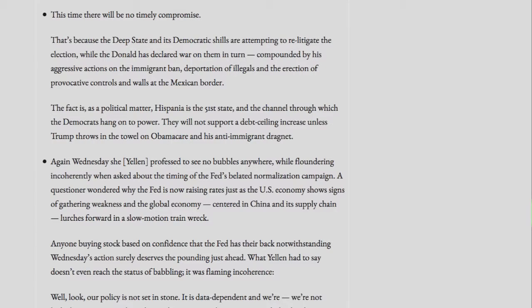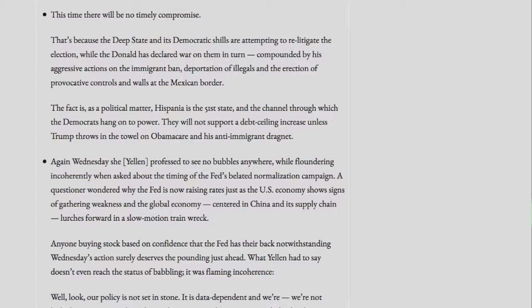That's because the deep state and its Democratic shills are attempting to relitigate the election, while the Donald has declared war on them in turn, compounded by his aggressive actions on the immigrant ban, deportation of illegals, and the erection of provocative controls and walls at the Mexican border. The fact is, as a political matter, Hispania is the 51st state and the channel through which the Democrats hang on to power. They will not support a debt ceiling increase unless Trump throws in the towel on Obamacare and his anti-immigrant dragnet.